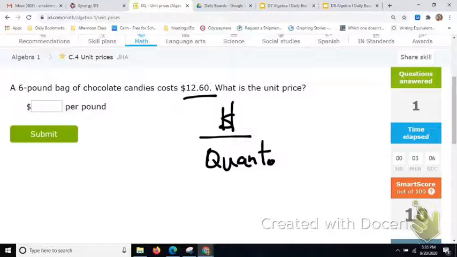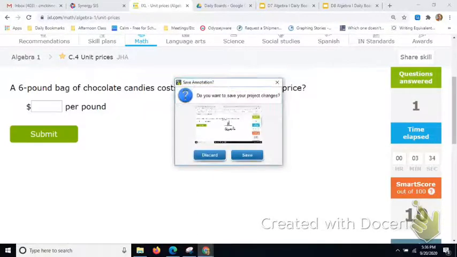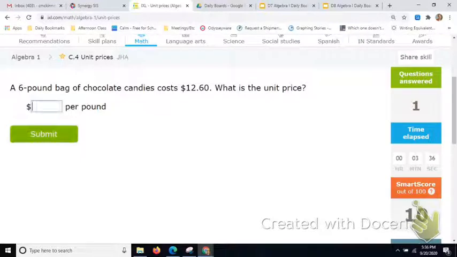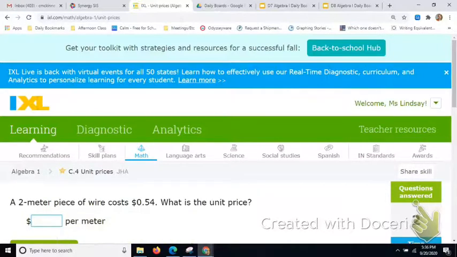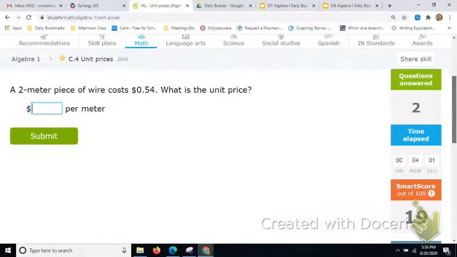So 12.60 divided by 6 would be $2.10 per pound. Now on a calculator, that's just going to say 2.1, but if we're writing that in dollars and cents, that's not 1 cent, that's 10 cents. There's a 0 at the end that the calculator just chops off. So it's pretty straightforward, just divide.